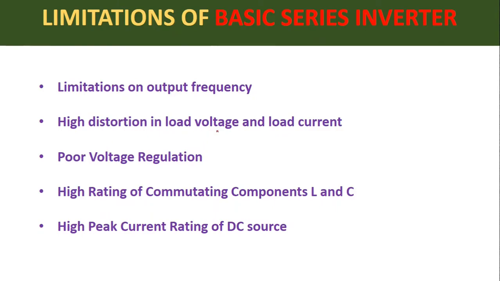In this basic series inverter circuit, high distortion in the load voltage and load current, poor voltage regulation, and high rating of commutation components, that is inductor and capacitor, cannot be overcome, but the limitations on the maximum output frequency and high peak current rating of the DC voltage source can be relaxed by certain design modifications in the series inverter circuit. In the next class, we are going to study the modified series inverter circuit to overcome these limitations of the output frequency and high peak current rating of the DC source.